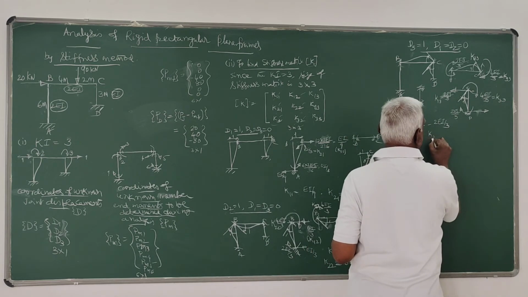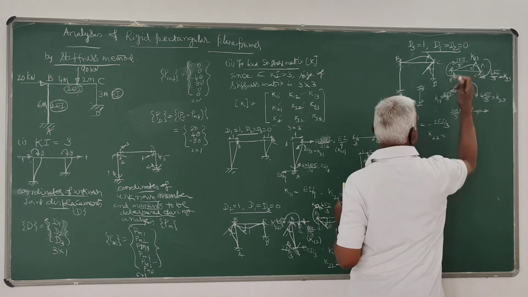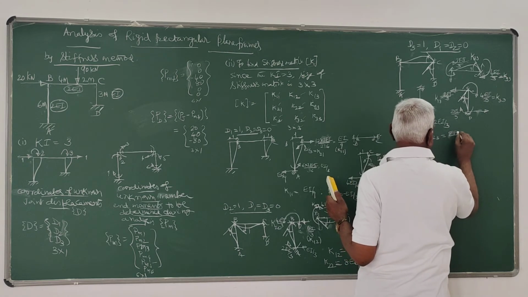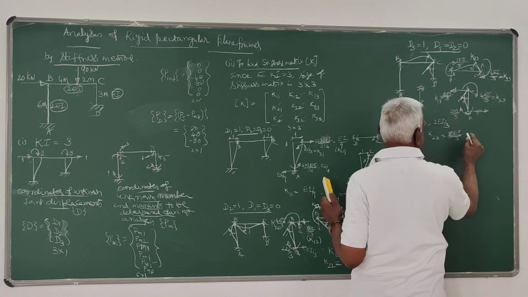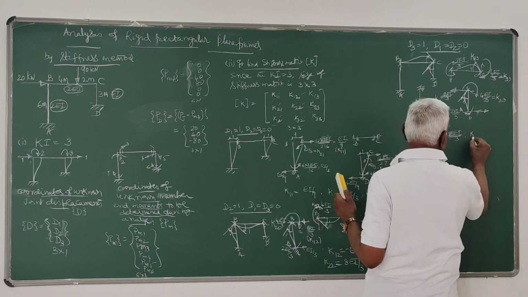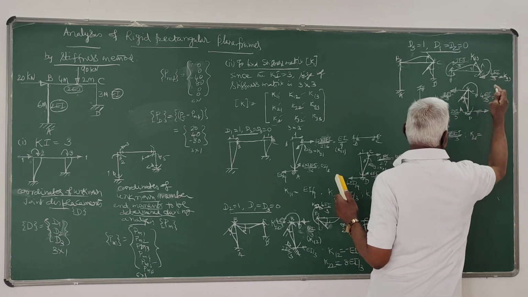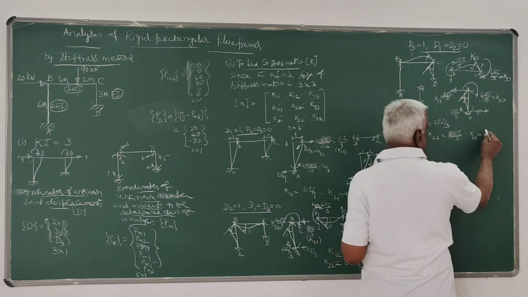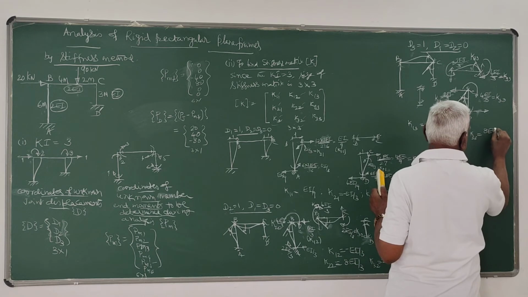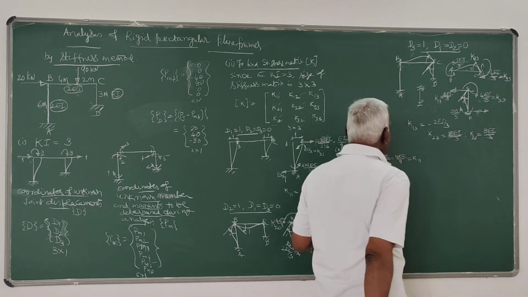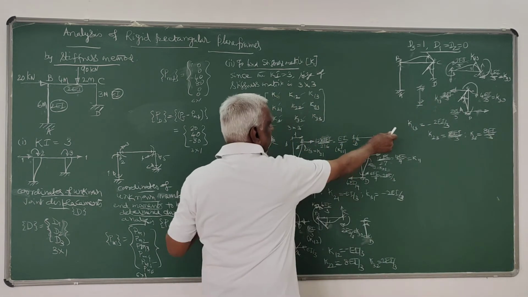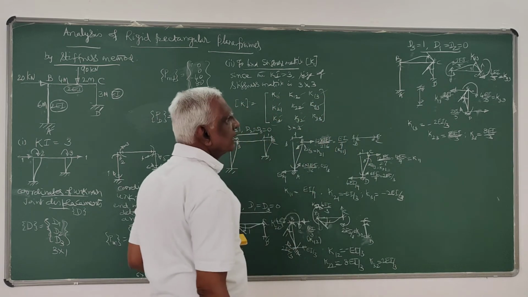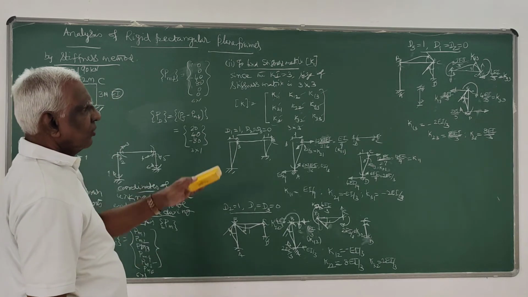And K23 is 2EI by 3, of course, in the same direction as the coordinate, clockwise. And K33 is here 4EI by 3 and 4EI by 3, both clockwise, so they will get added up. So it will be 8EI by 3. So you have found out K13, K23, K33. So all these you have found out.